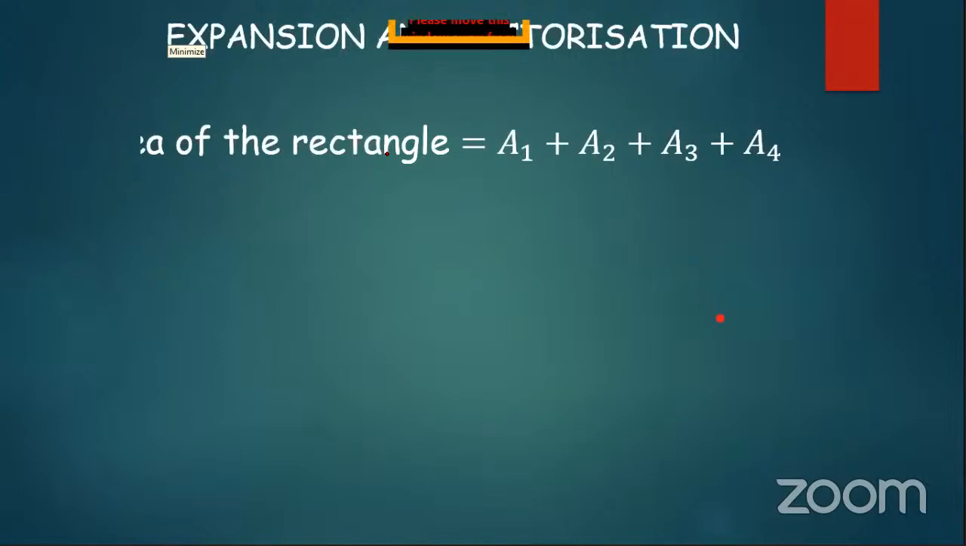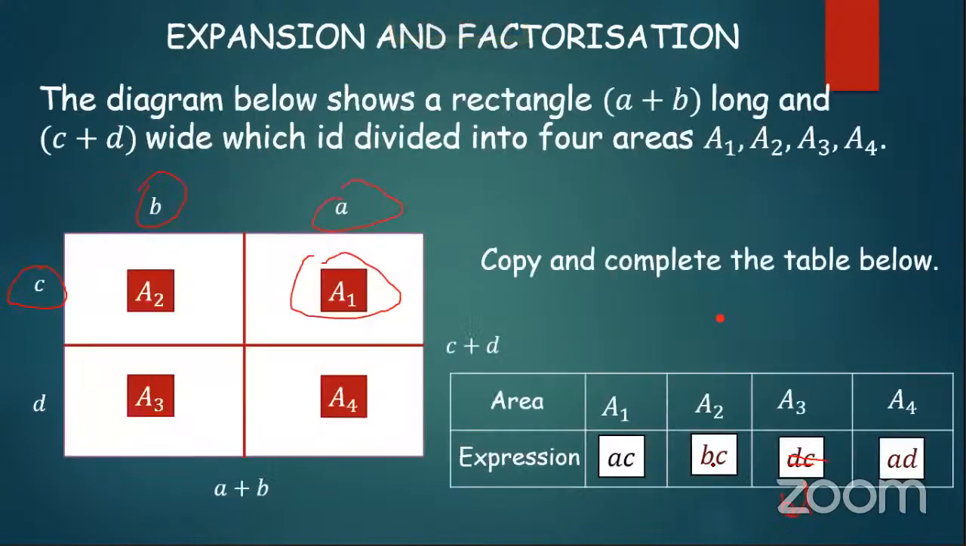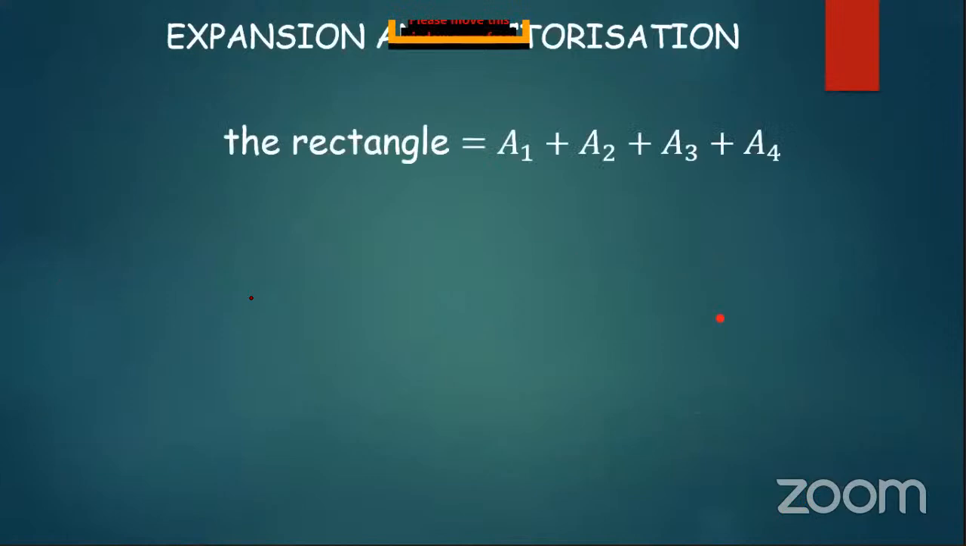The total area of the rectangle will be A1 plus A2 in brackets times A3 plus A4. Before we go to that, we'll first add these areas we had here. So it is AC plus BC plus BD plus AD. I think that is what we had.